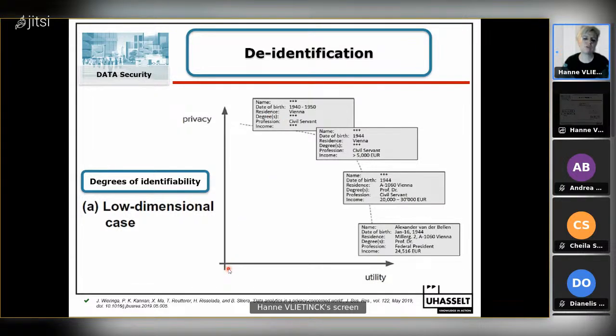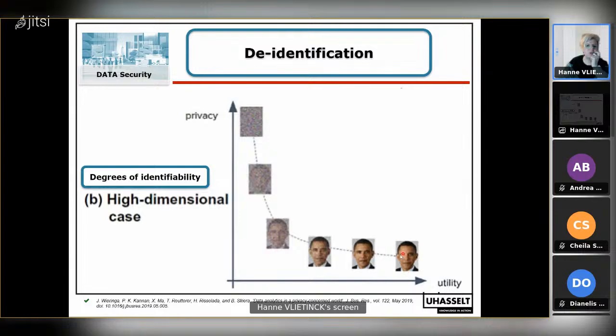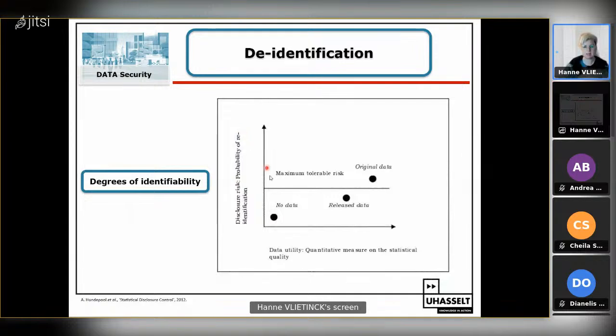But if you take a look at this graphic, you see between utility and privacy, the more you make it private, the less usability will be. The same with pictures. If you take the full picture or a blurred one, of course, the utility would be less and less identifiable. So what we say is, here is your original data. The challenge is to find the maximum tolerable risk here. In this figure, you can see that the data utility will be high for the original data. But the privacy, of course, is low.